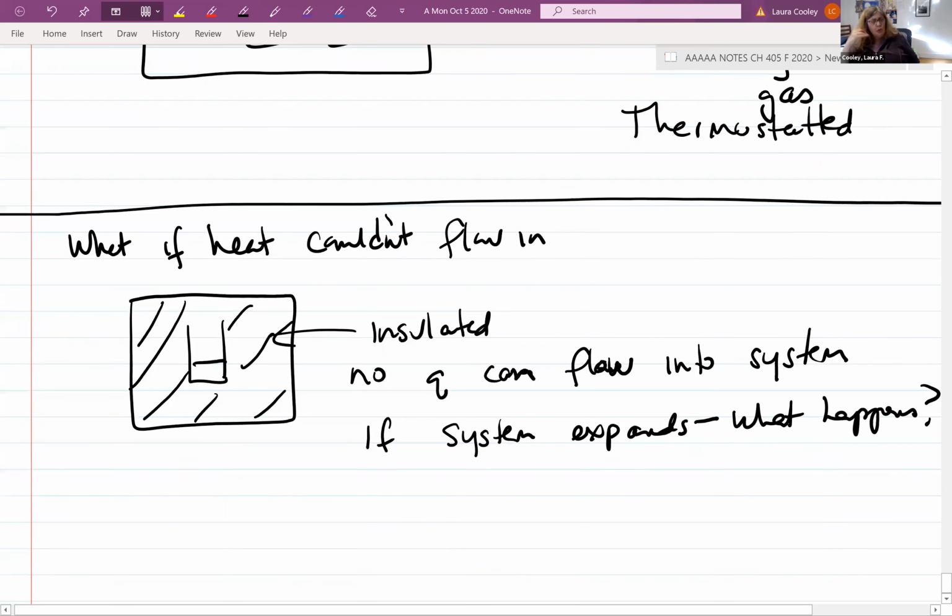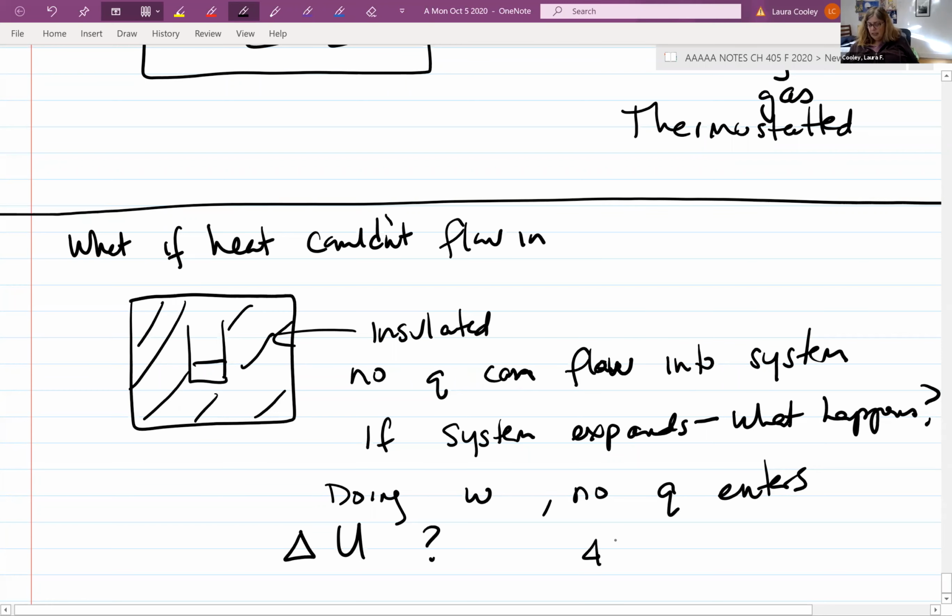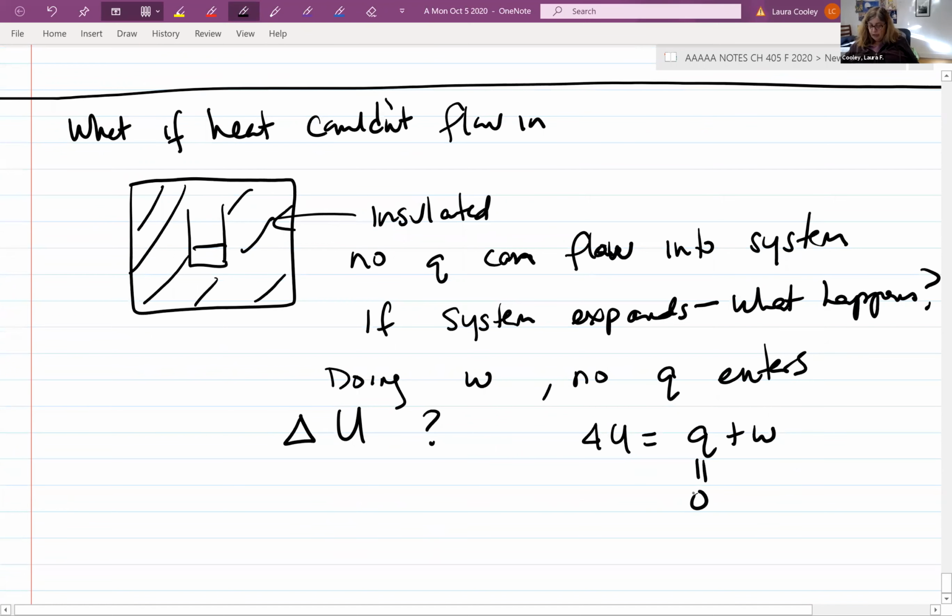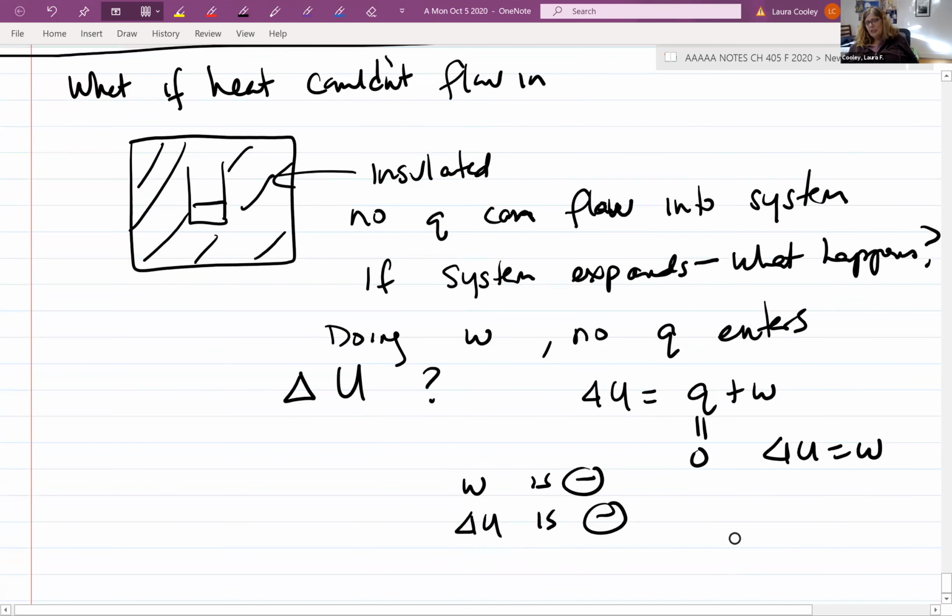Well, it's doing work, right? But no heat is coming in. So what's going to happen to the internal energy? Delta U is Q plus W. If Q is 0, then delta U is going to equal W. And if the work is negative, then delta U is negative. So if it's an ideal gas, what's going to happen to it?